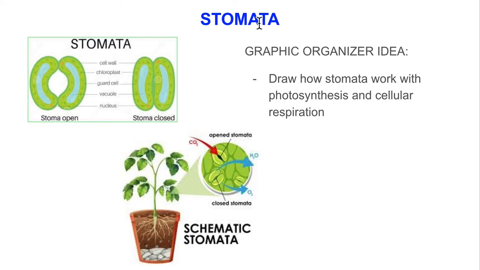All right, so a good graphic organizer for stomata is to draw how that stomata works with photosynthesis and cellular respiration. And that means that the carbon dioxide goes in for photosynthesis, and the oxygen will come out with photosynthesis. So you see here, this is a picture of that stomata. This is when it's open. It's actually two little cells, and there's big vacuoles in it, and these vacuoles actually control if they're open or closed. So when they're open, carbon dioxide could go in or oxygen could come out. And then when they're closed, nothing could come in or out.